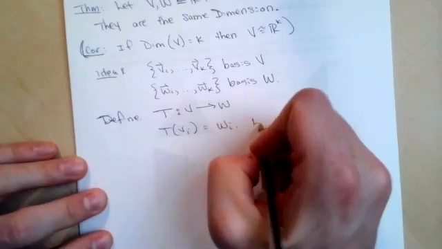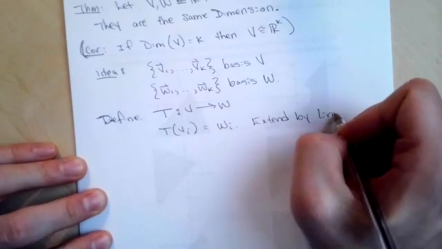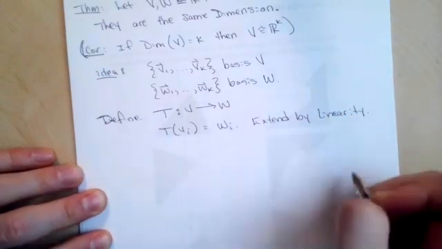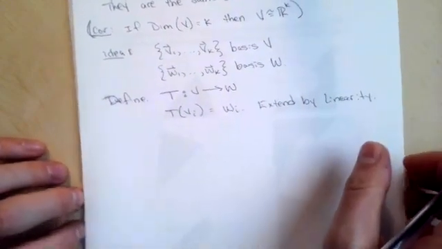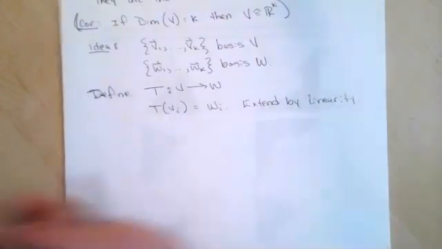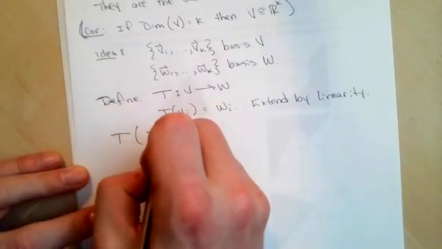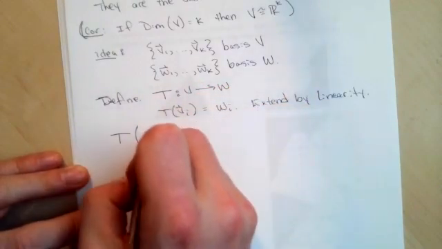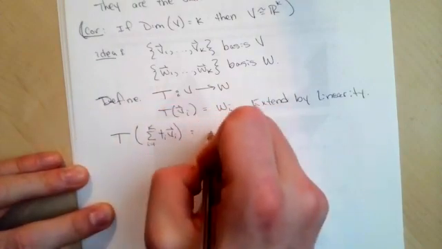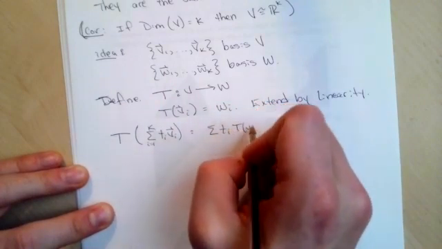And then we do what's called extend by linearity. So in other words, we force T to be a linear transformation. We start with just defining how T behaves on the basis and then force T to be a linear map. So namely, T of any linear combination of these vectors is the linear combination of the images of the basis vectors.